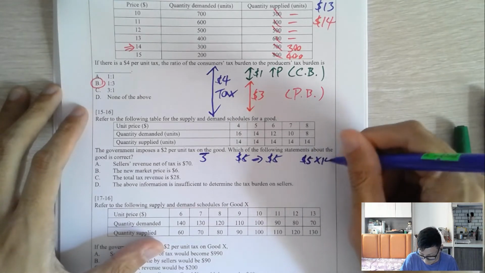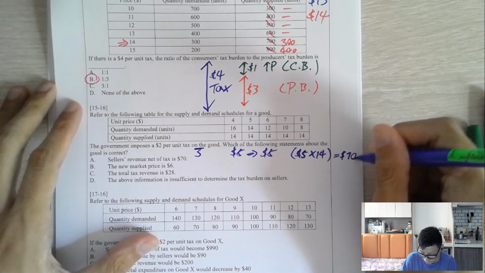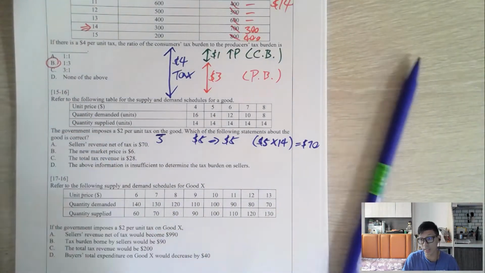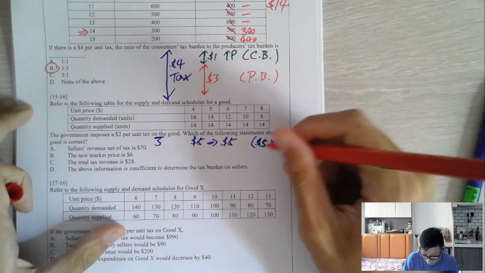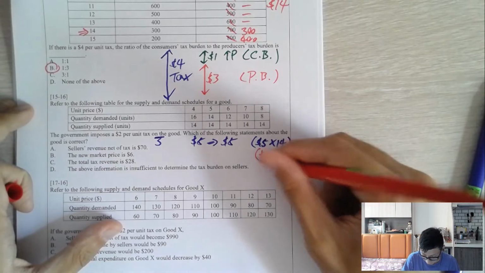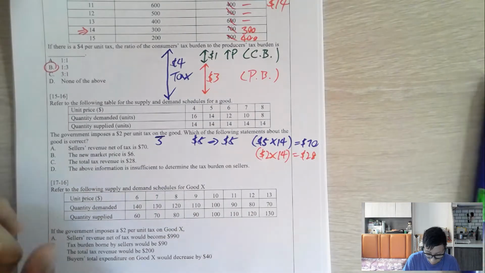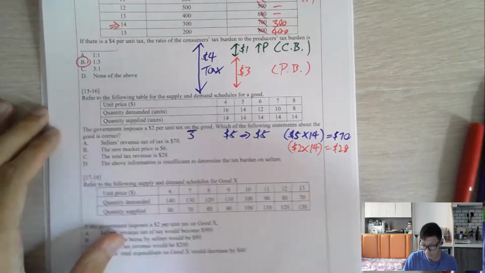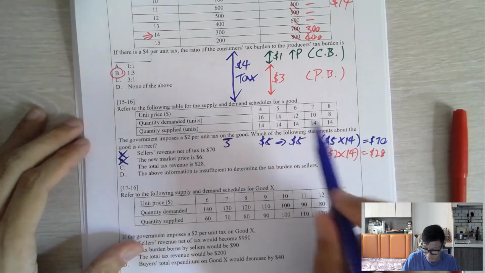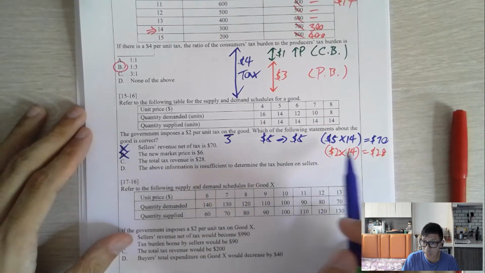Okay，好嘛？Here, net of tax. $5 times 14. Now this is total expenditure, right? 470. 但係呢個未扣稅嘅喎。How much tax are the seller paying, right? $2. Okay, $2 times 14. Okay, they need to pay $28 of tax. So A is not correct. The new market price $6. No, we just established, right? Nothing changes. Supply doesn't change. Okay, total tax revenue 28.